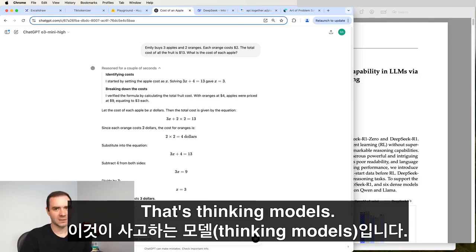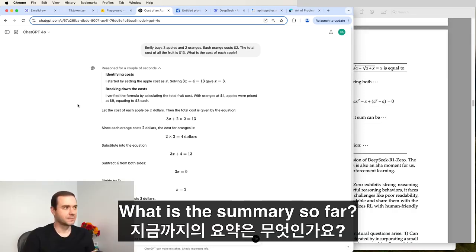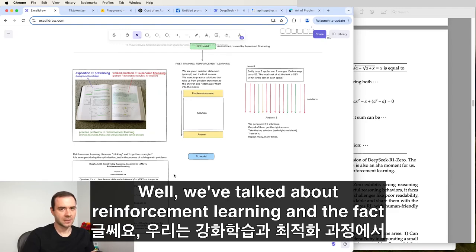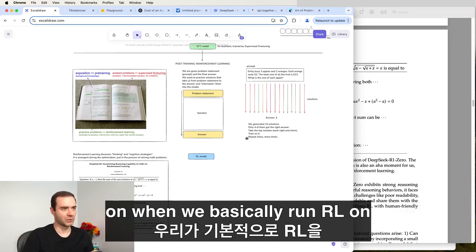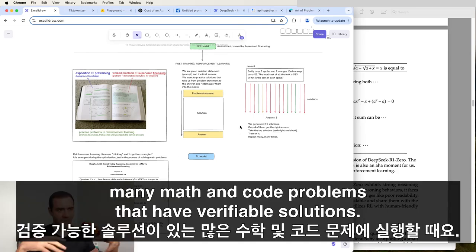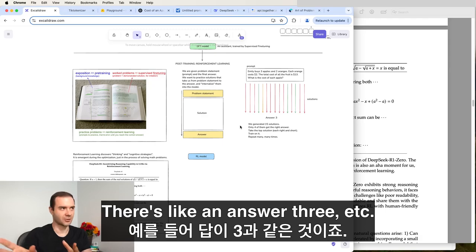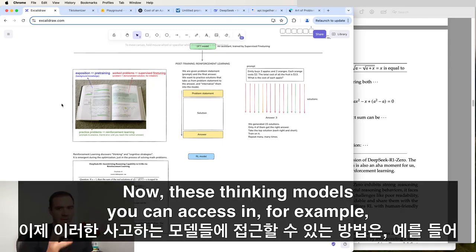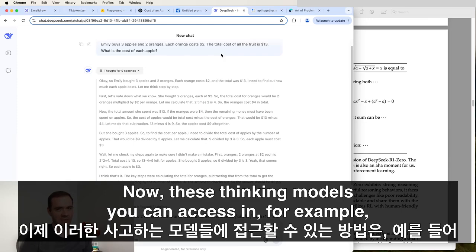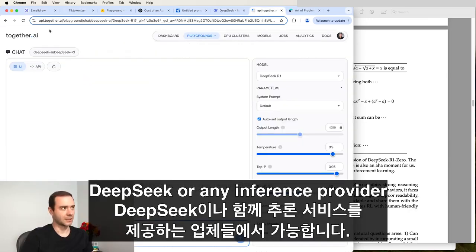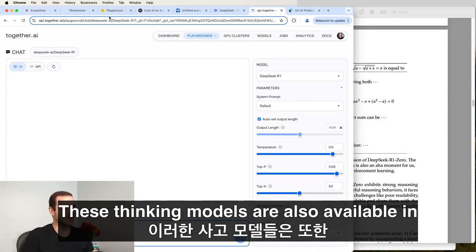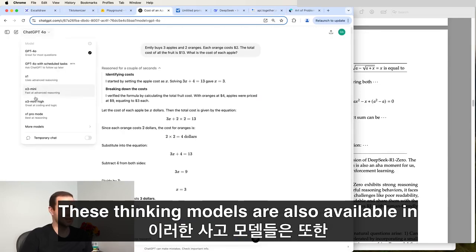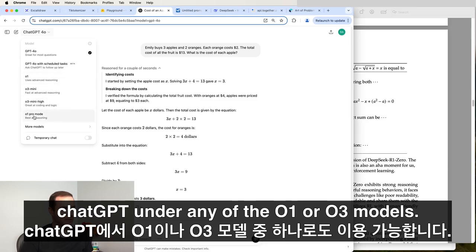So that's thinking models. So what is the summary so far? Well, we've talked about reinforcement learning and the fact that thinking emerges in the process of the optimization when we basically run RL on many math and kind of code problems that have verifiable solutions. So there's like an answer 3, etc. Now, these thinking models you can access in, for example, DeepSeek or any inference provider like together.ai and choosing DeepSeek over there. These thinking models are also available in ChatGPT under any of the O1 or O3 models.